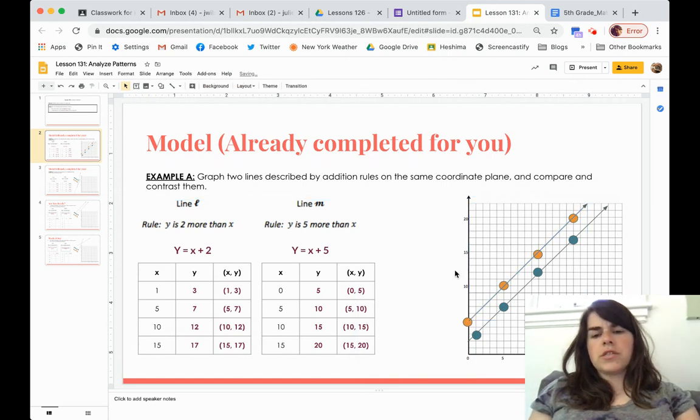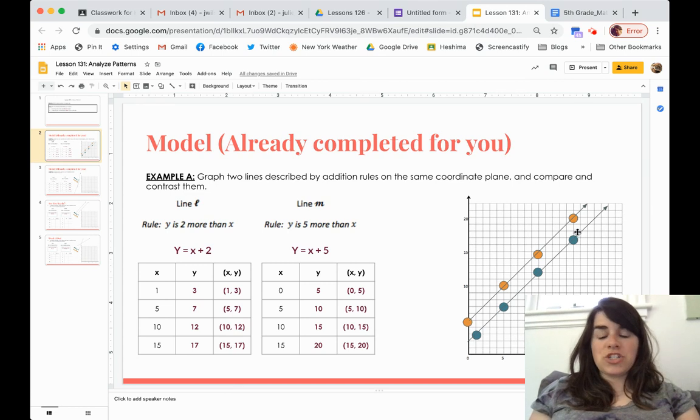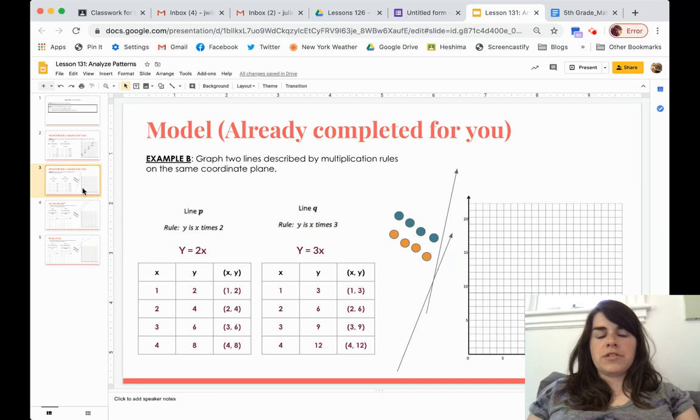Now, if you notice, these two lines never intersect. They are parallel. The reason that happens is because they are both addition rules. So because they're increasing by the same amount every time, they're surprisingly never going to intersect. Let's take a look at this one, which is different though.